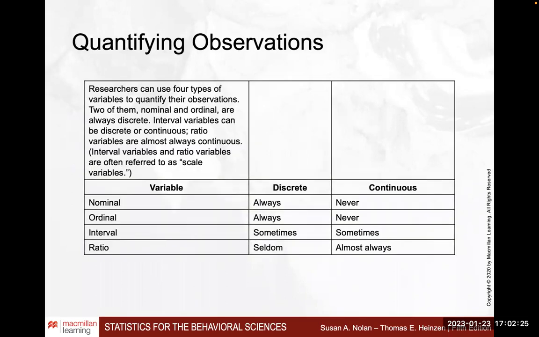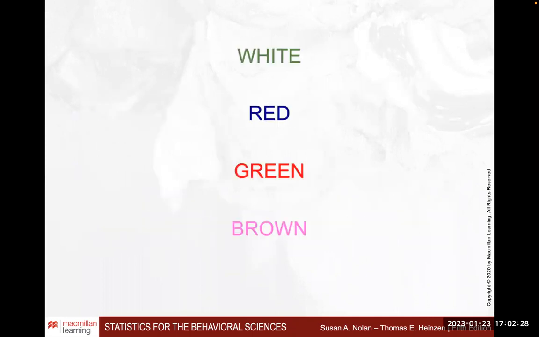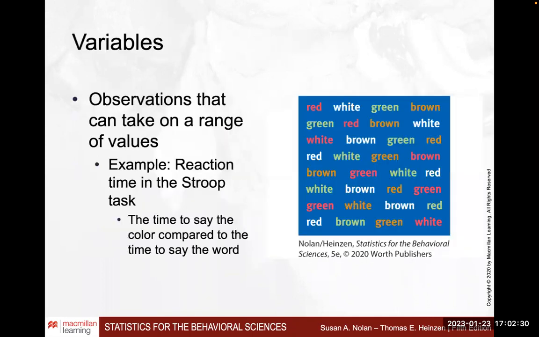So, and that's also the big, yeah, let's not go there. Let's go back to the Stroop test. So as an example, to quantify data and to characterize data and to define different types of data, Nolan and Heinzen basically has an example for a so-called Stroop test. So the Stroop test measures the time to say the color compared to the time it takes to say the word. What does that mean?